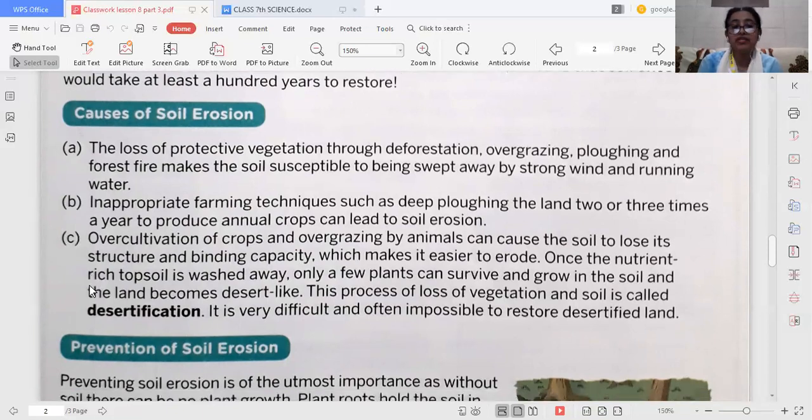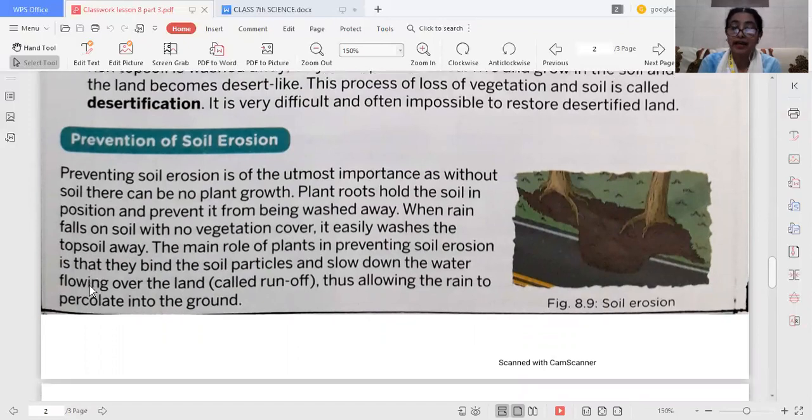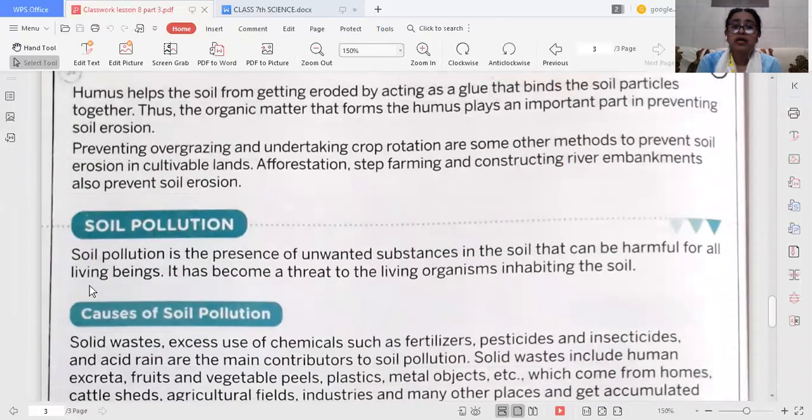So how can we prevent this soil erosion? Preventing soil erosion is very important, as without soil there will be no plant growth, and plant roots always hold the soil and prevent it from being washed away with the heavy rain or blown away with the strong winds. So it is very important to prevent soil erosion. We can prevent soil erosion by preventing overgrazing, by undertaking crop rotation, and by growing and planting more and more trees.